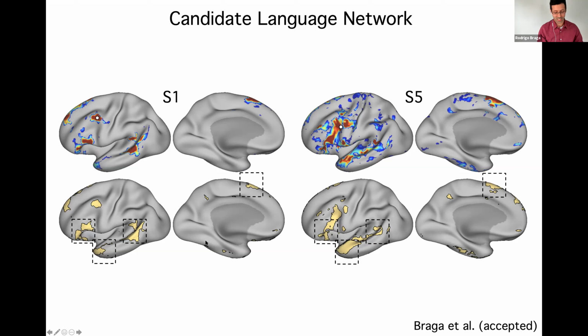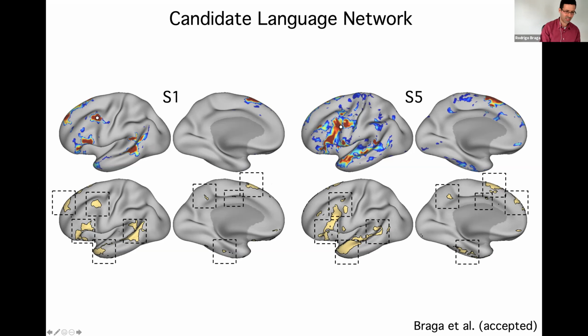But what was interesting is that there are also these additional regions. You can see them already here, one in the posterior cingulate cortex, inferior temporal cortex, and even this tiny region in the ventromedial prefrontal cortex that we didn't expect to be part of the language system, but there they are.